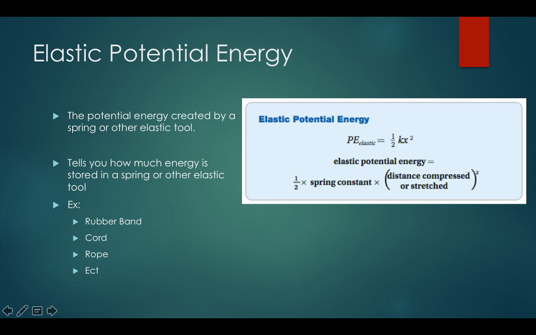Now, what do these actually mean? Well, the 1/2 is just 1/2. The k is a spring constant. This is something you're either going to be given or it's something you're going to have to calculate when you know the other information. Think of the spring constant kind of like mu from friction.